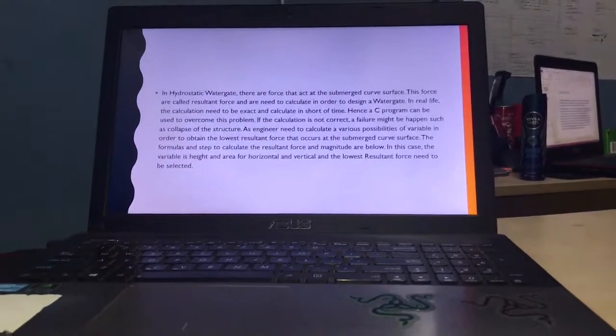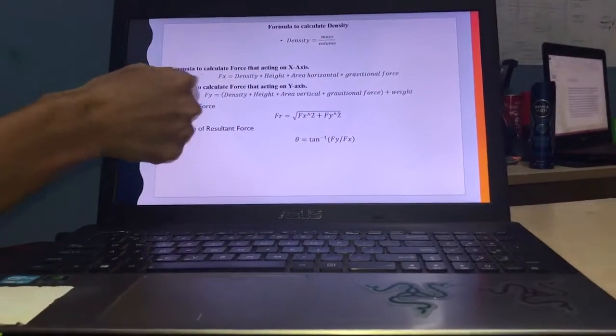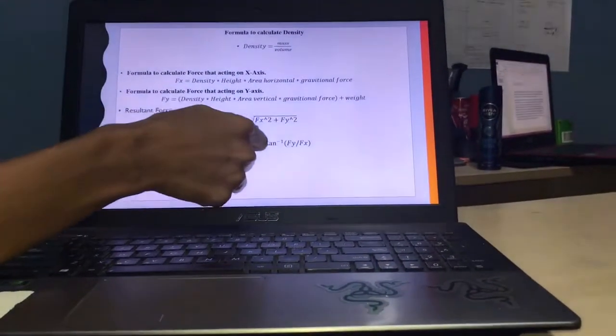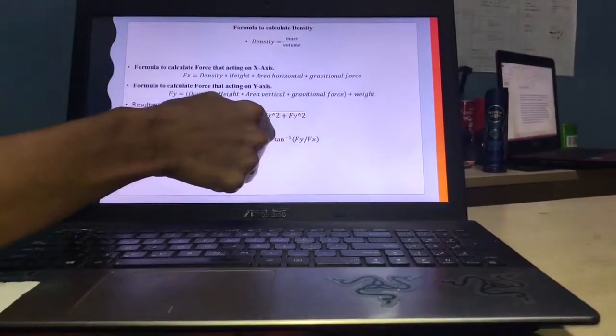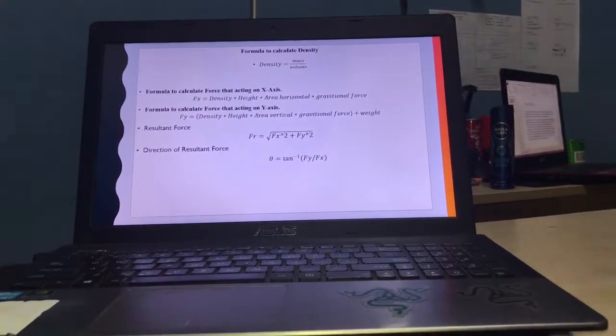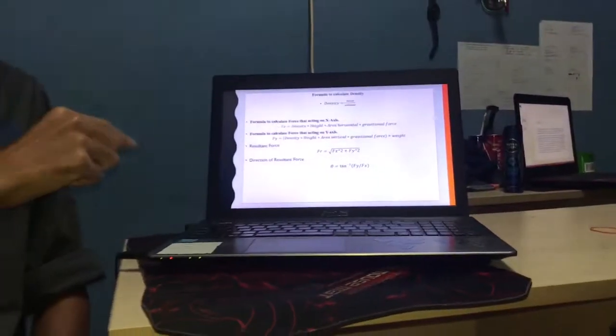After we get the force acting at x and y, we can calculate the resultant force by using this formula: Fx to the power of 2 plus Fy to the power of 2, and the sum is square rooted. The last is to calculate the direction of the resultant force, where the formula is tan inverse of Fy divided by Fx.